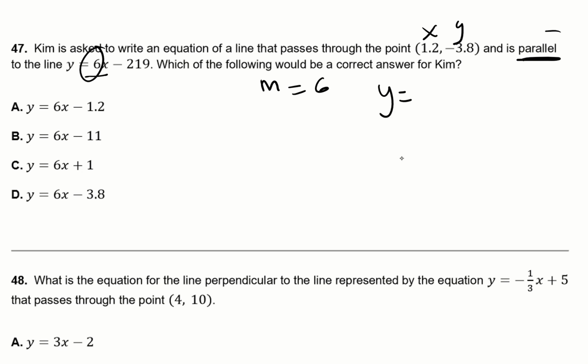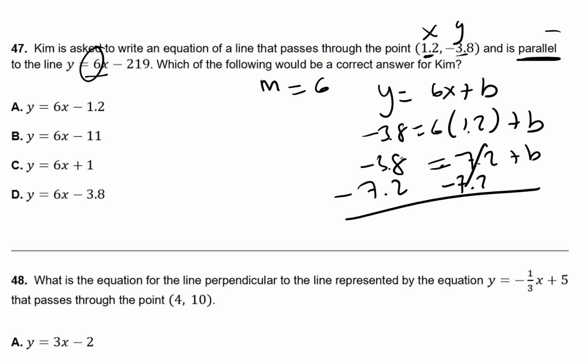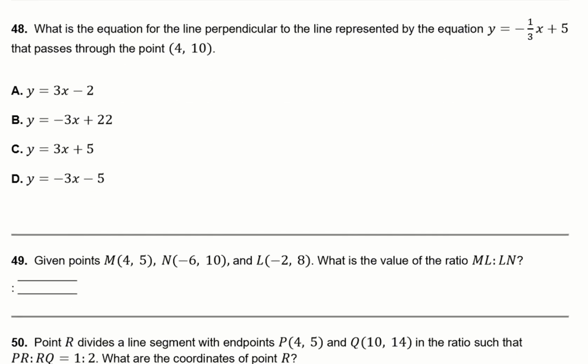So we have our equation y equals mx plus b. In this case, m is 6. Plug in x and y. So y is -3.8. X is 1.2. 6 times 1.2, so 7.2 plus b. Now we'll subtract 7.2 on both sides. We get b is negative, looks like negative 11. So we'll plug this in here, change that to a negative 11, and that's our equation, 6x minus 11.